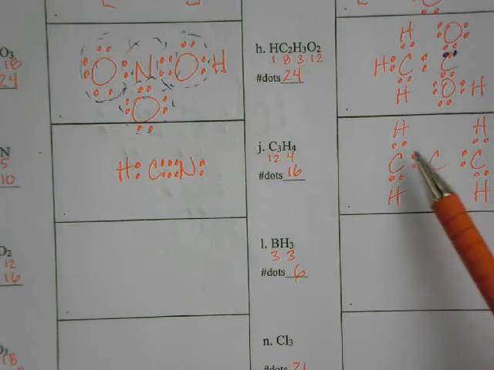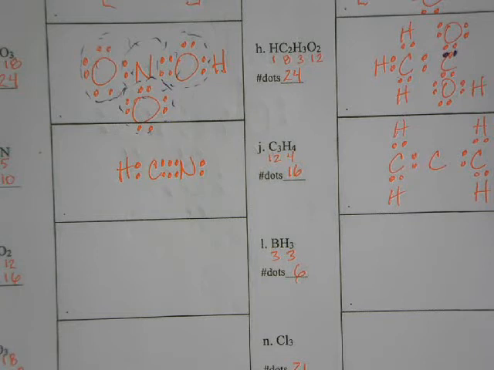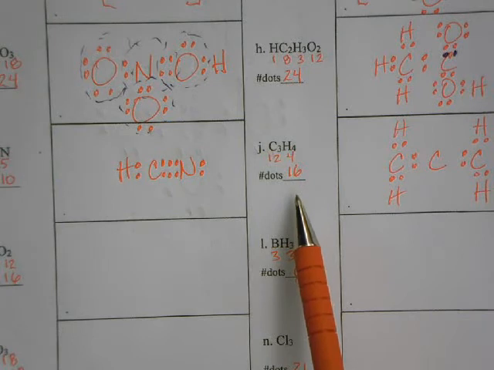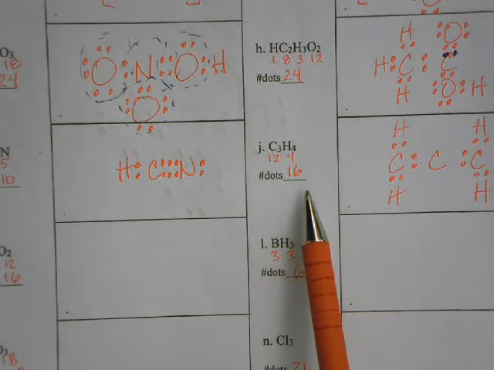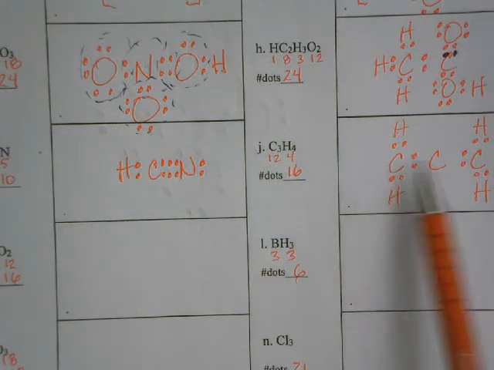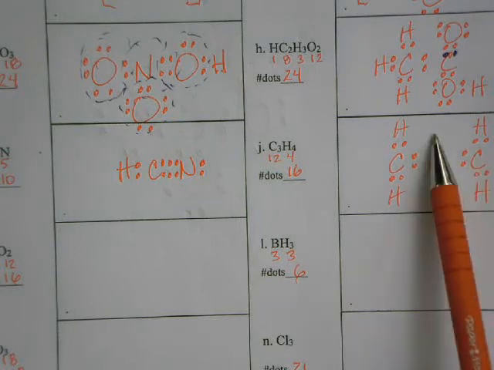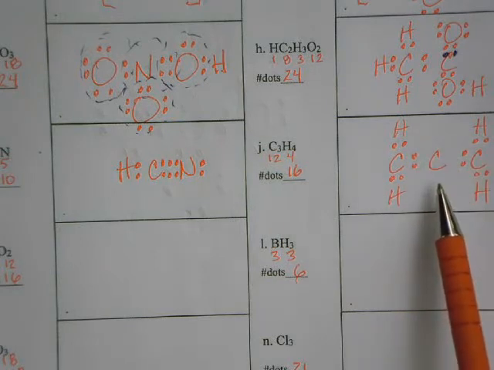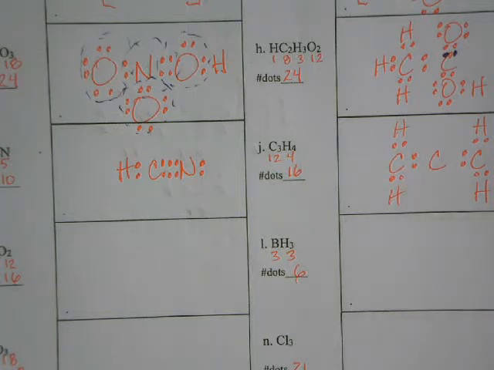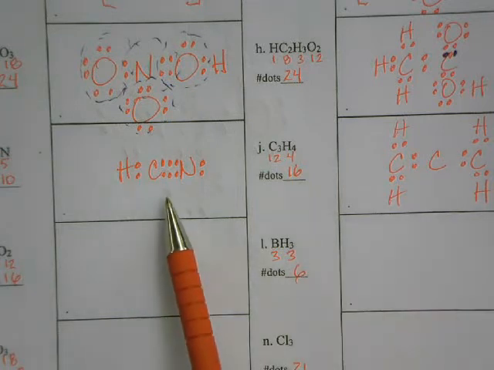Now I'm going to count. 2, 4, 6, 8, 10, 12. I have 12 so far. Got 16 total, so that means I have four left. But 1, 2, 3, 4 spots means I need 8, but I only got 4, so I'm going to be 4 short. Now, one possibility, like we just did in I, could be a triple bond.